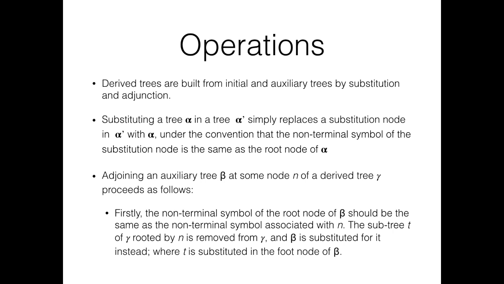Adjoining auxiliary tree beta at some node n of a derived tree gamma proceeds as follows. Firstly, the non-terminal symbol of the root node of beta should be the same as the non-terminal symbol associated with n. The subtree T of gamma rooted by n is removed from gamma and beta is substituted for it instead, where T is substituted in the footnode of beta.